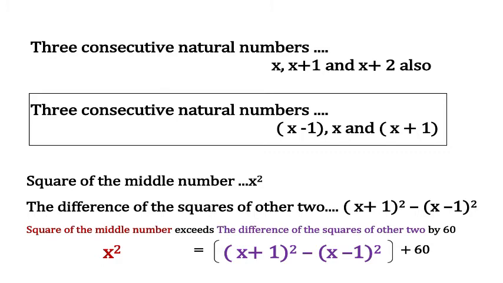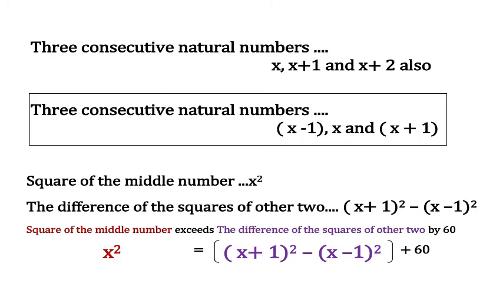Let us consider an example. If I take a natural number as 10, its preceding will be equal to 10 minus 1, that is 9, and its succeeding will be equal to 10 plus 1, that is 11. So I can say that three consecutive natural numbers are 9, 10 and 11.